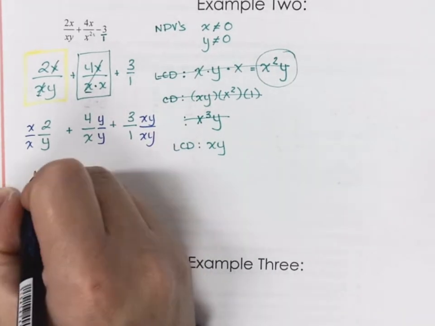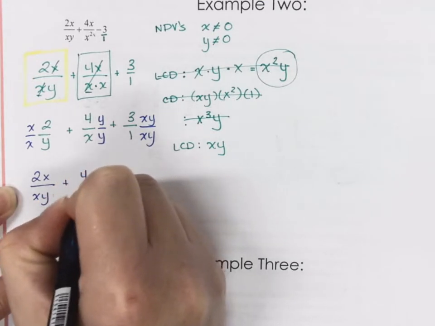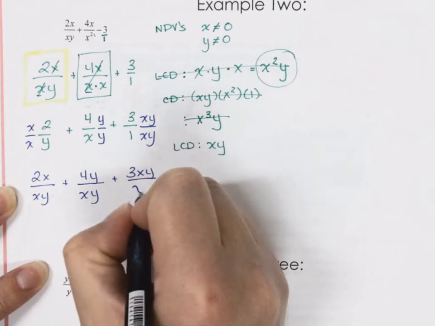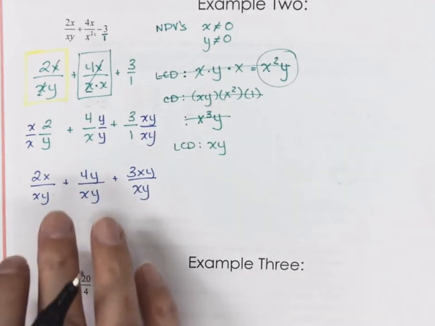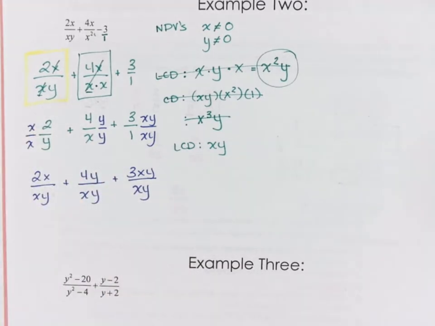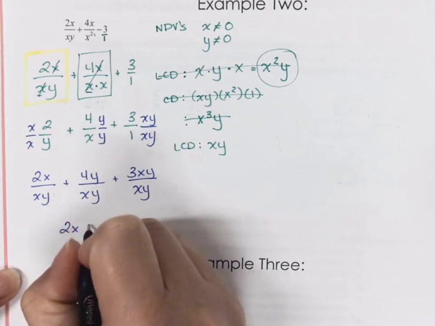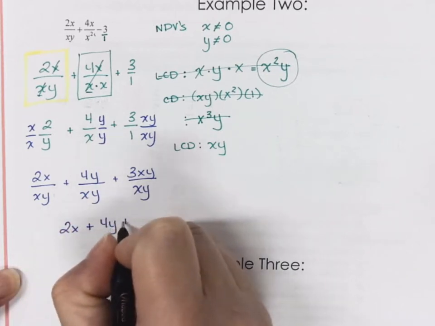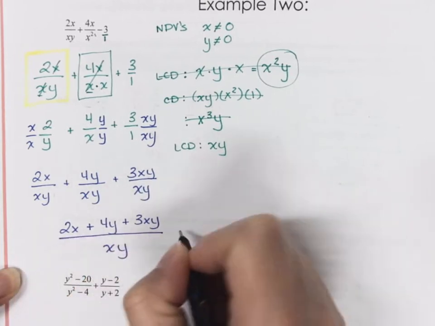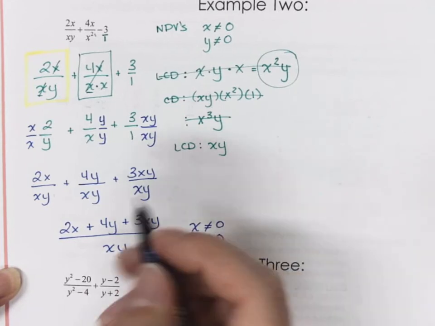All right, so I've got 2x over xy plus 4y over xy plus 3xy over xy. You don't want to simplify here. I've seen people cross it out and then you're right back to this line and you're kind of stuck in a cycle. So now we're just going to add the numerators together. So I have 2x plus 4y plus 3xy all over xy, where x cannot equal 0 and y cannot equal 0.